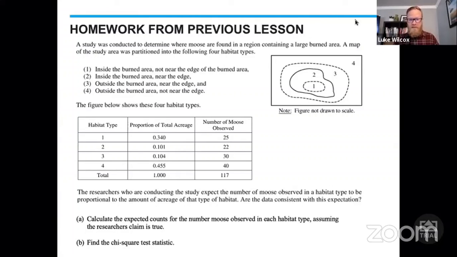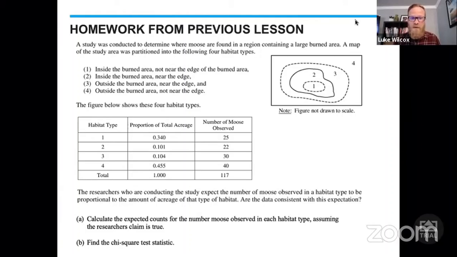And let's just dig in and see how you did on this one. So I'm going to start off by reading the question here. A study was conducted to determine where moose are found in a region containing a large burned area. A map of the study area was partitioned into the following 4 habitat types.